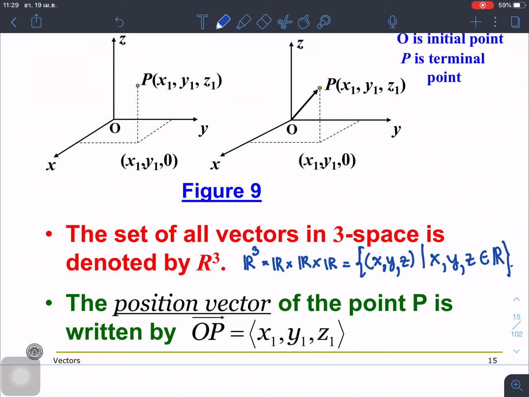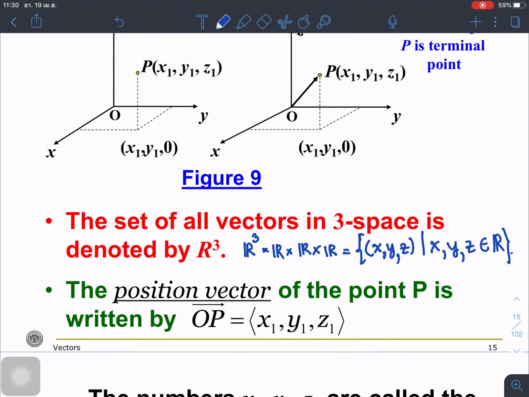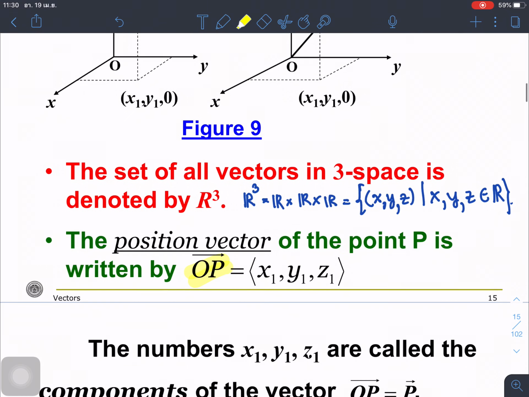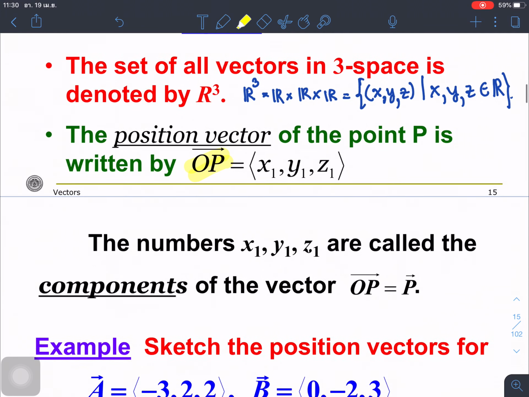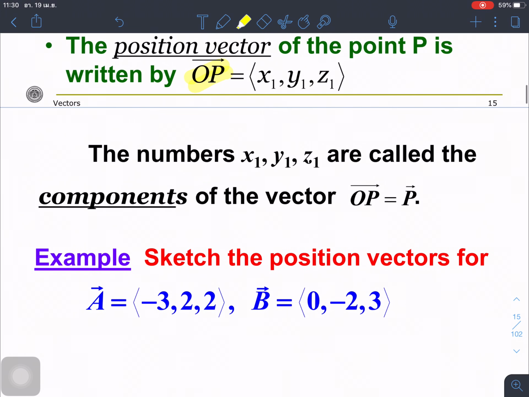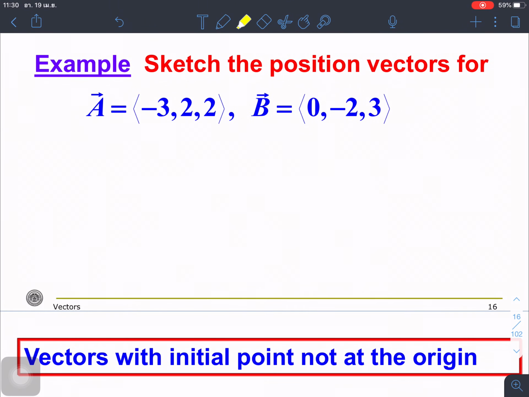Okay, so the position vector of the point P can be written as the vector OP, and then you write it as (x1, y1, z1). And the same thing, x1, y1, and z1 are the components of the vector OP. Alright, and then now you can sketch the position vector, but this time it might not be easy to draw because you have to do it in three dimensions, right? So okay, let me try the best I can.